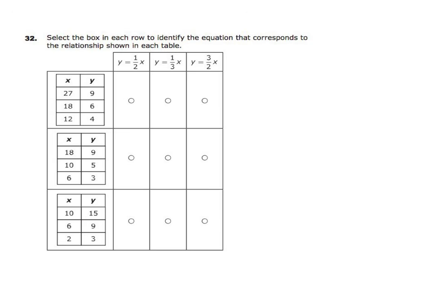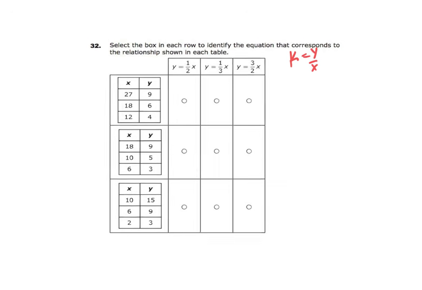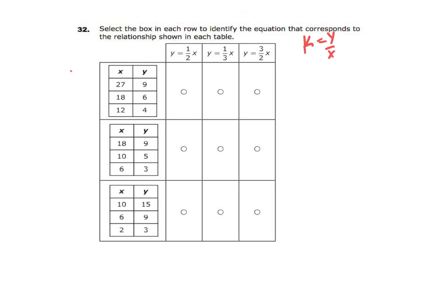Number 32, select the box in each row to identify the equation that corresponds to the relationship shown in each table. So we need to find the K for every table. So remember, K equals Y over X. So looking at the first one, 9 divided by 27 gives me 0.3 repeating. And I know that 1/3 equals 0.3 repeating.